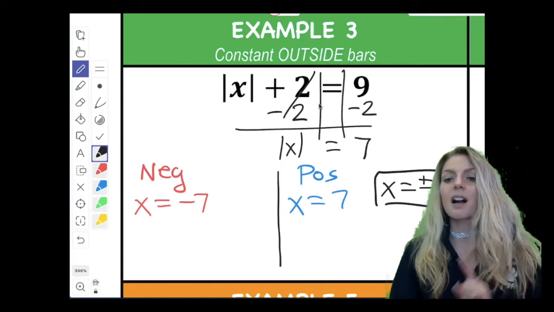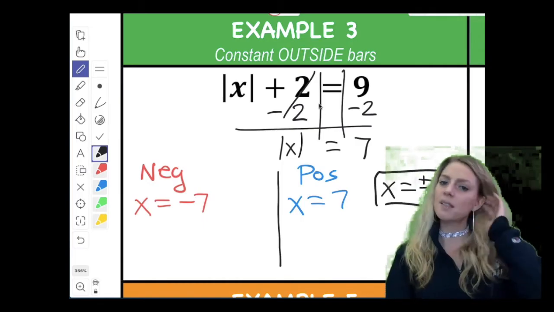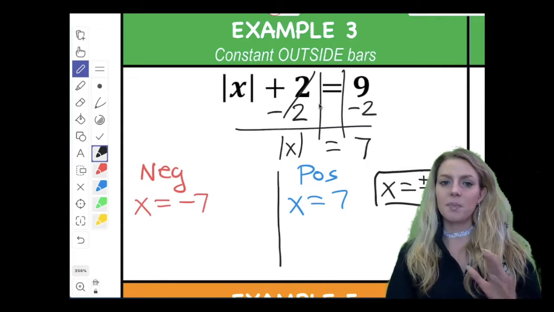Yes, you can represent your answer as x equals plus or minus 7. But it's not always going to come up like this. The answers are not always going to be opposite. So that's why I like to follow the steps and be consistent.